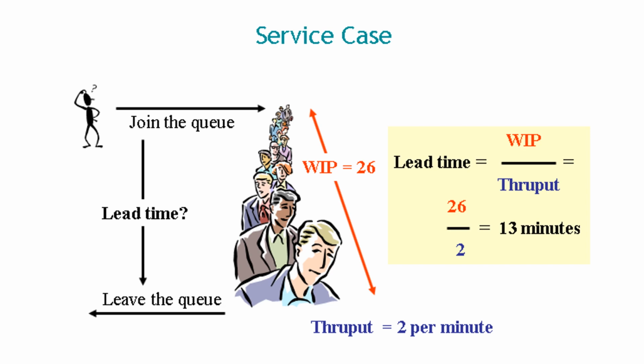Here we apply Little's law to a service case. Someone joining the queue wants to know how long it will be before he gets serviced. If there are 26 people in the queue, that is WIP equal to 26, and 2 persons get serviced per minute, that is throughput equal to 2 per minute, lead time will be equal to WIP divided by throughput, that is 26 divided by 2, which is 13 minutes. So his lead time will be 13 minutes.